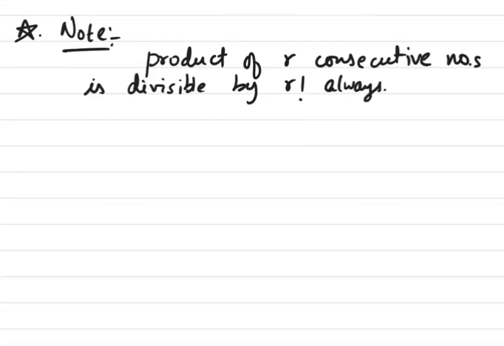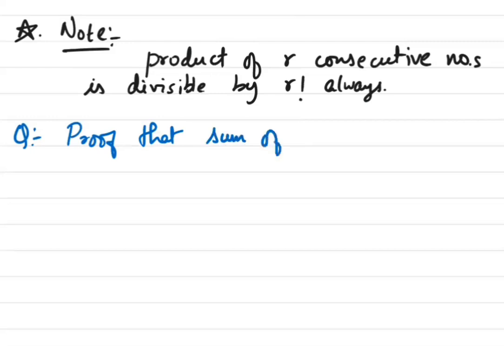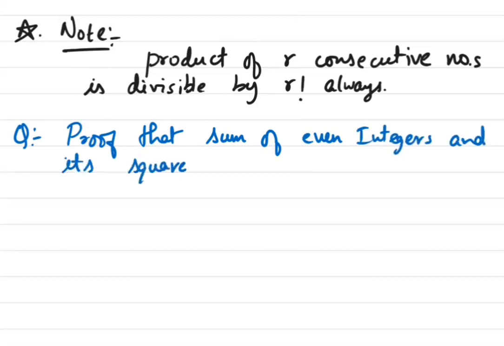So based on this result, we have a question. Prove that the sum of an even integer and its square is even. Okay, so an even integer and its square. Let the integer be n, and then we have n plus n square, their sum is even. In general, we are talking about this. So how do we know whether a given number is even or not?